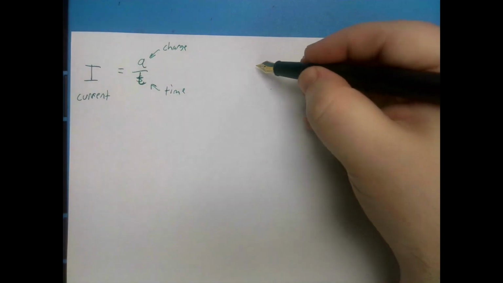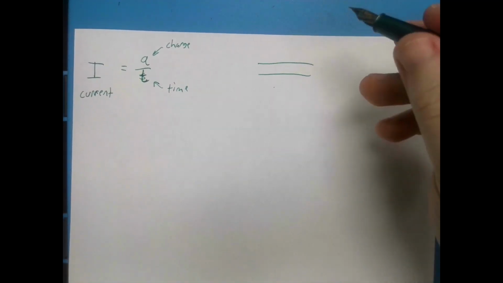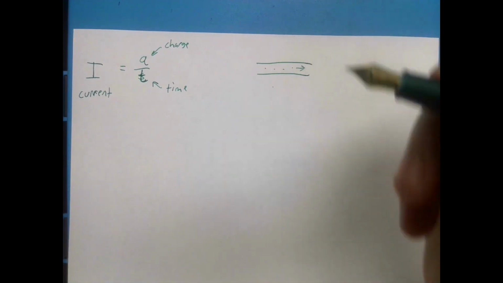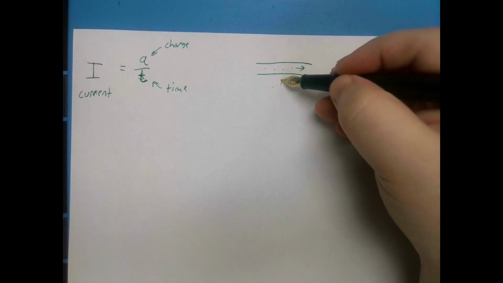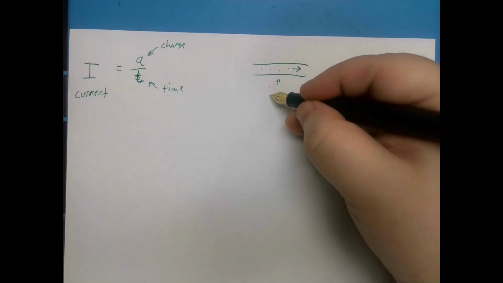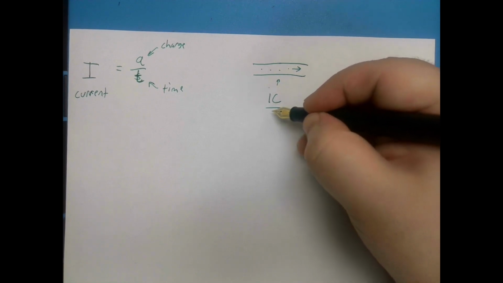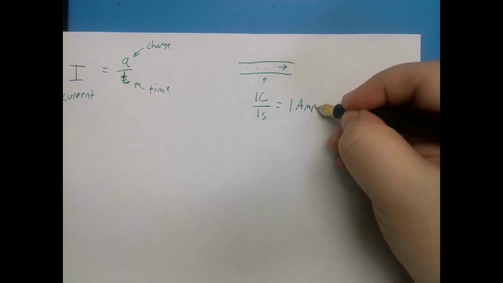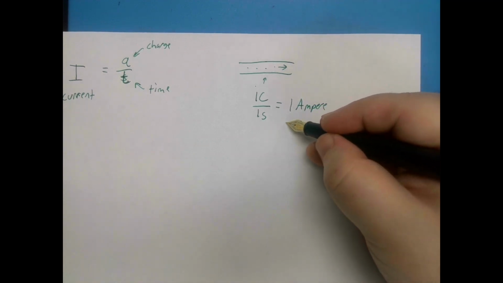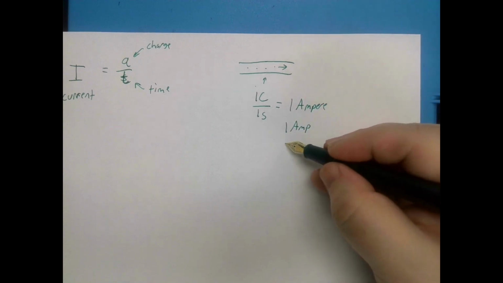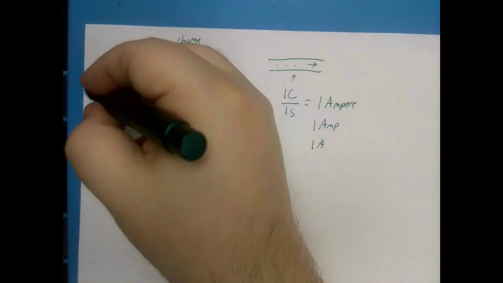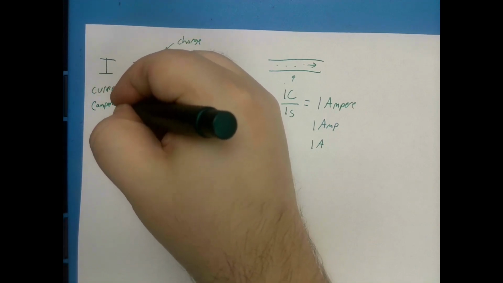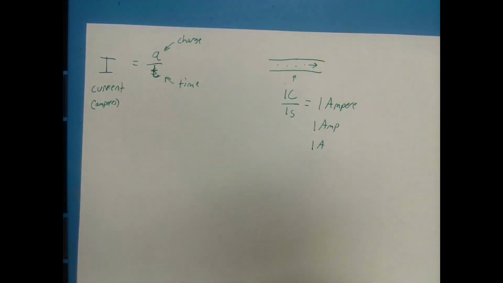So if we have a wire, then we have some charges going through it in some direction. And if we're over here watching and we count 1 coulomb of charges per 1 second, we get 1 ampere of current. Ampere is usually abbreviated as amp and has just the letter A. The current is usually measured in amperes, which is often abbreviated as amps.